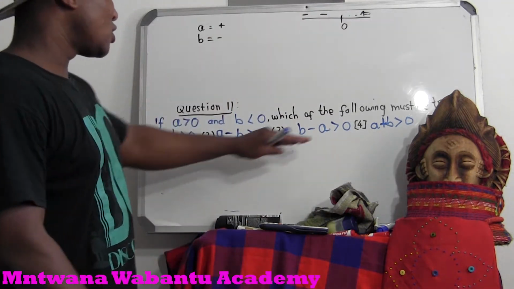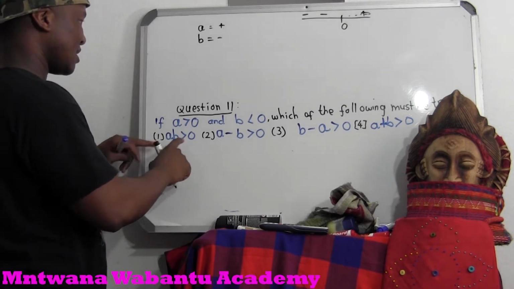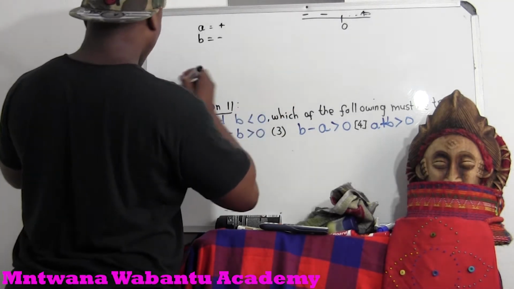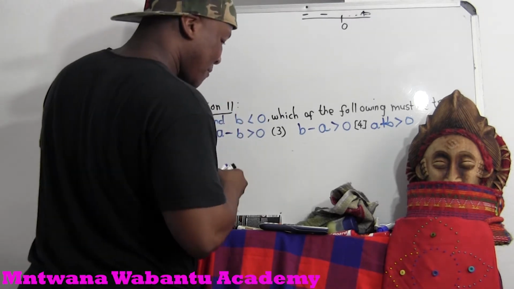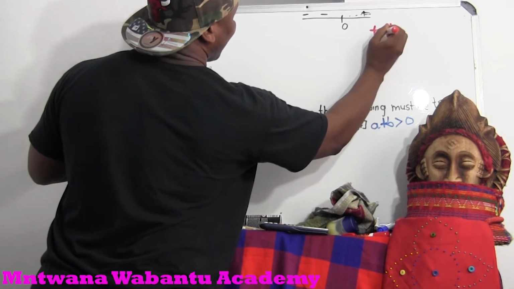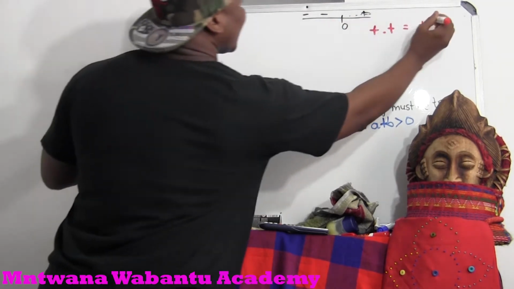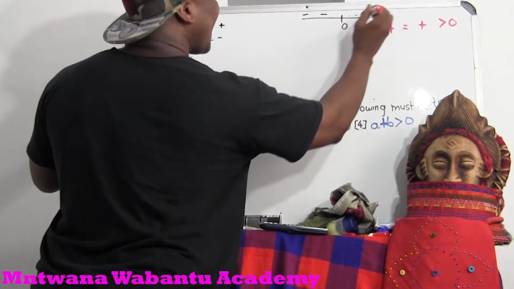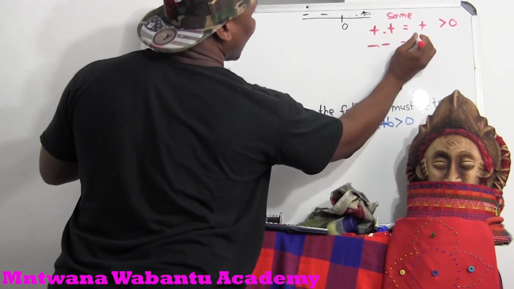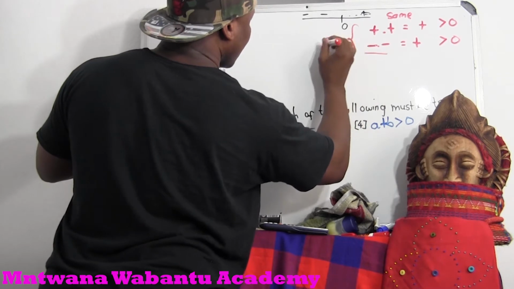So now they say which of the following statements must be true. Let's start with the first one. They say A times B is greater than 0. Let's multiply. First and foremost, before you continue here, remember, whenever the signs are the same, like plus and plus, they're the same, right? So when you multiply, this is going to give us a positive number. In other words, something which is greater than 0. Whenever it is the same sign, like negative and negative, it's also going to give us positive. Means it must be greater than 0. Why? Because these are the same sign.